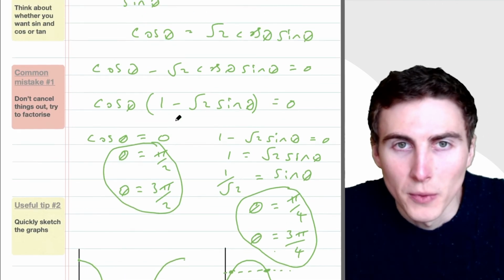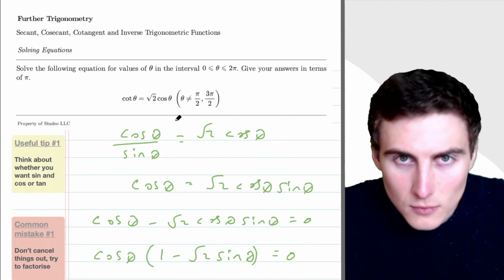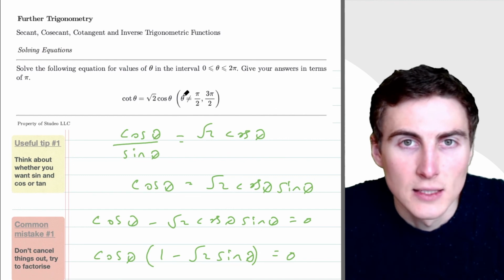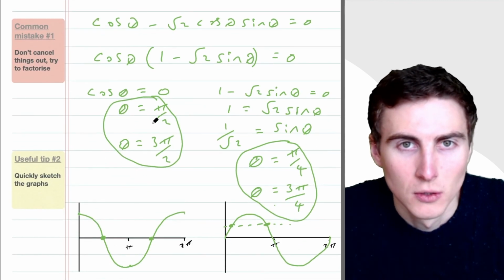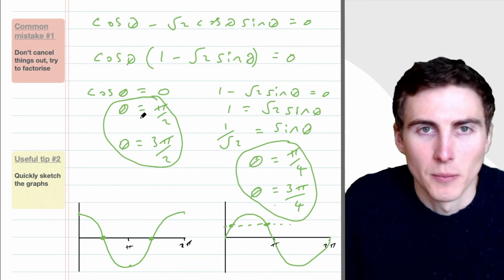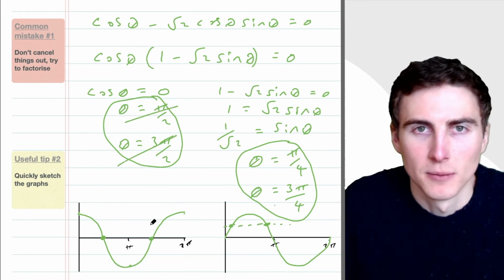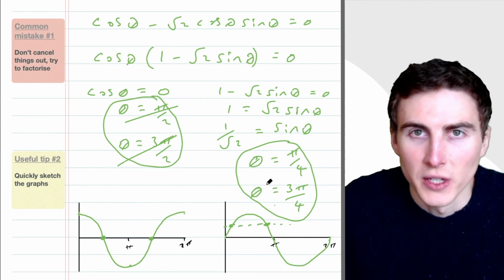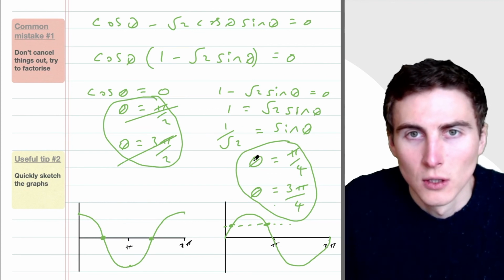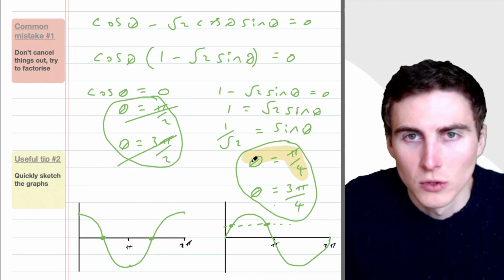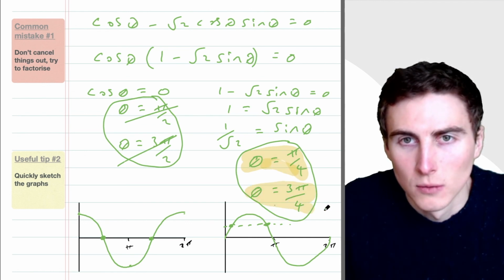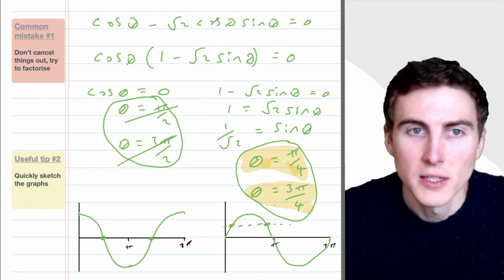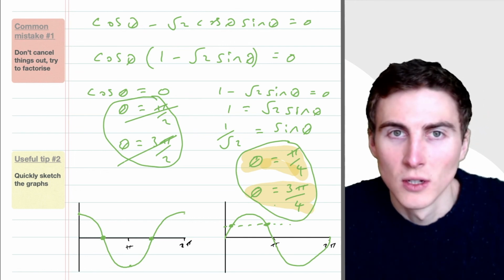But if we scroll back up to the top, it says that theta is not pi over 2 or 3 pi over 2. So really they're saying it can't be this and it can't be that. So these are our only solutions: this one is one solution, and this one is our other solution. And that's it, that's this question.